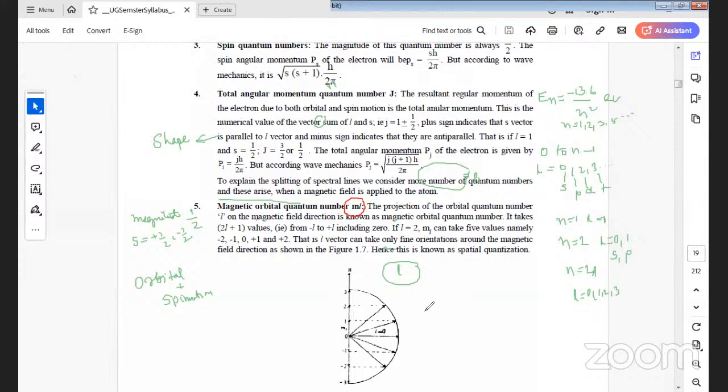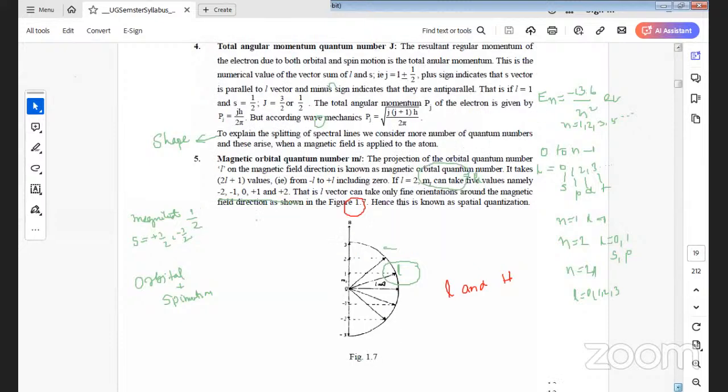According to the rule of space quantization, the orientations of L in the field direction are limited and are determined by the projection of L in the field direction. The projection of L in the field direction is known as the magnetic orbital quantum number.